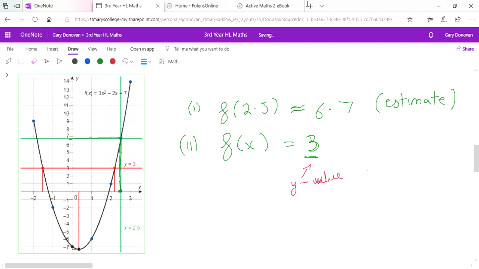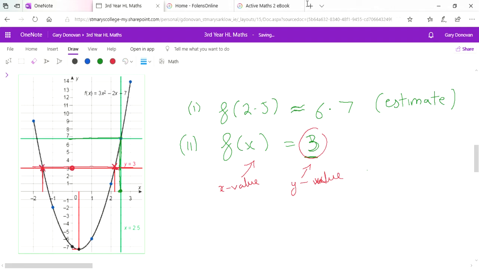Sorry, the pen is giving me a bit of bother here. You look for 3 on your y axis, and then you find the corresponding x value, your inputs. So on our y axis, here's 3. Now, this line, if we draw a line the whole way across here, it actually meets the graph twice. It meets the graph here and here. So we actually have 2 answers.